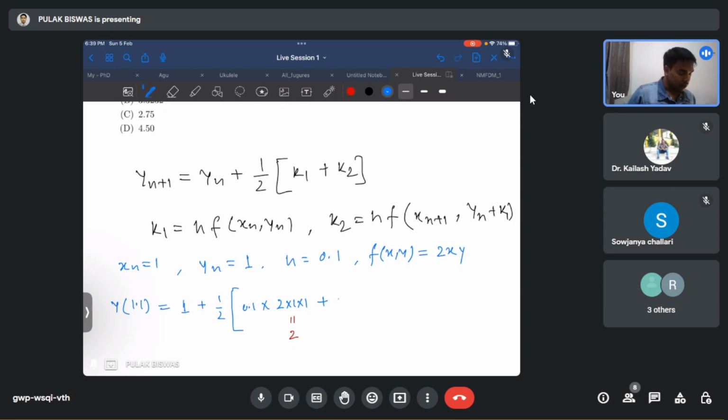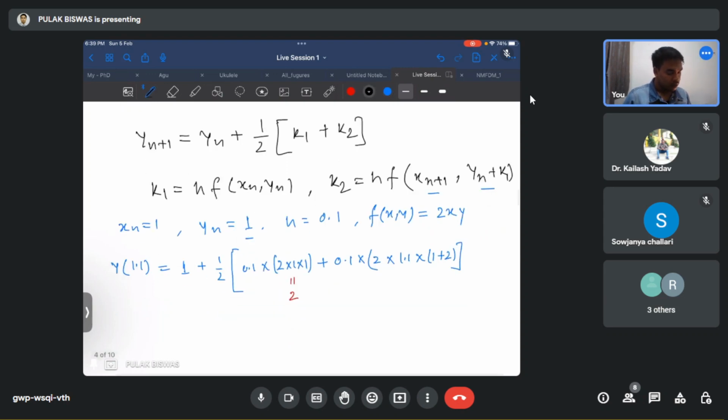So this one is again 0.1 times. Here I will be using these two values, like x's value will be modified as 2 into 1.1 into y. Instead of y, it will be yn plus k. So y is our 1 plus k's value, which is coming like 2.